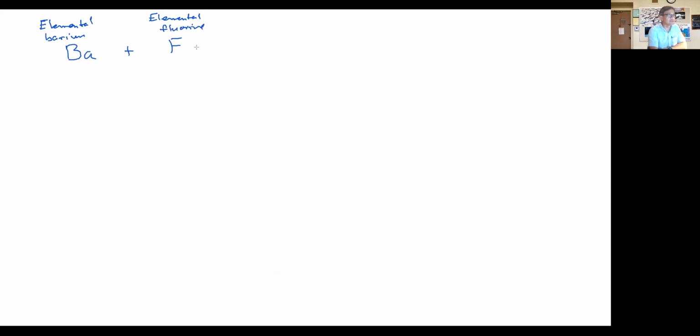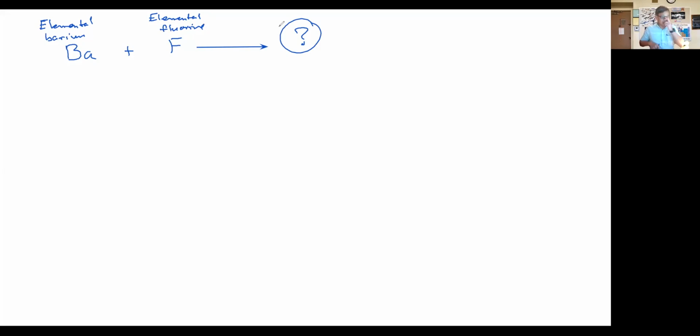What I'd like you to do on your paper right now, try your best with this, is to show me what happens right after the ionization reaction, when elemental barium and elemental fluorine get together, and we want to find the compound that forms as a result. Okay, take about 3-ish minutes to do the best you can, and then we'll go over this together. Okay, go ahead, get that done.